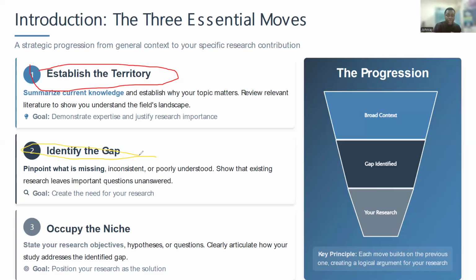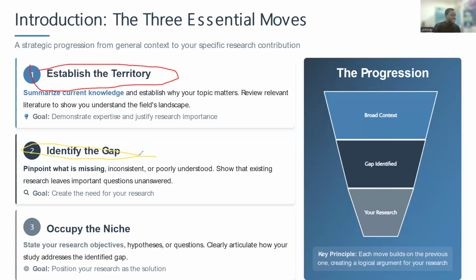You must pinpoint what is missing. You must state that there is something here. There's poor understanding. The existing literature does not cover this thing. It must be stated clearly so that anyone who picks it will know that this is what this person has done. There is something missing, and this is what he or she is coming to work on.